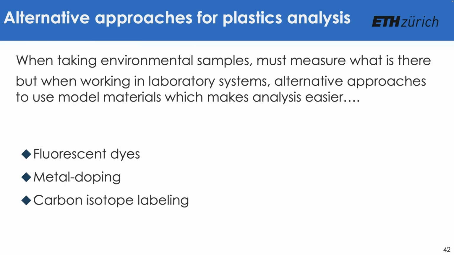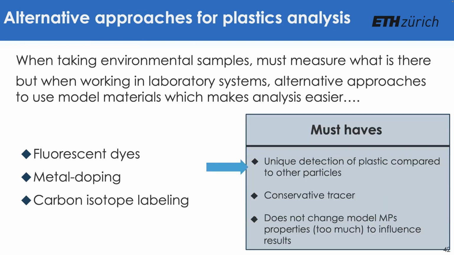Regardless of which of these different dopants you might put into your microplastics, there are a few must-haves. It needs to be a unique detection of the plastic compared to other particles in the system. It needs to be a conservative tracer, so the tracer that you choose has to actually stay with the particle and not leach out or be destroyed. And it shouldn't change the model microplastics too much, because this might also influence your results. We still want the surface chemistry similar to a real microplastic, the density similar to a real microplastic, etc.